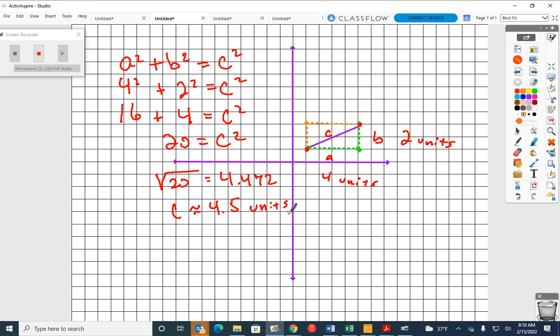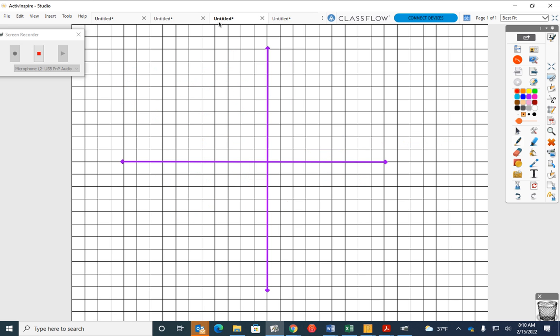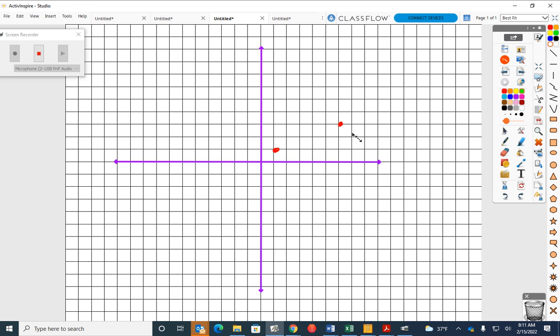Okay, let's look at example 2 on your note sheet. I'll put those points up here. I have one at 1, 1. I have one at 6, 3. So 1, 2, 3, 4, 5, 6, up 1, 2, 3. Okay, let's connect those points.